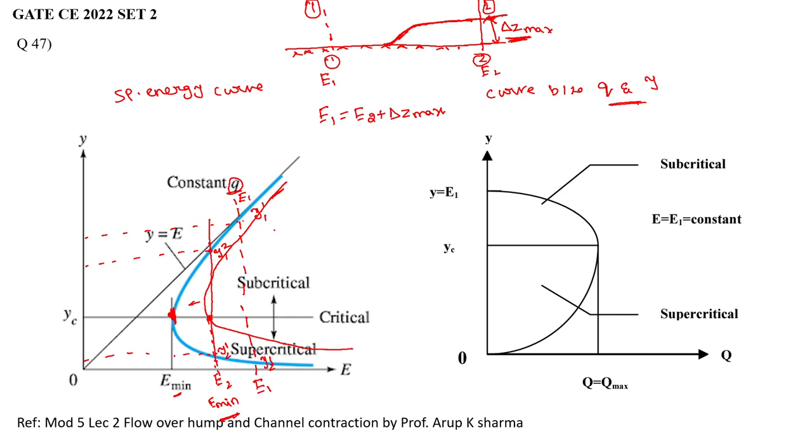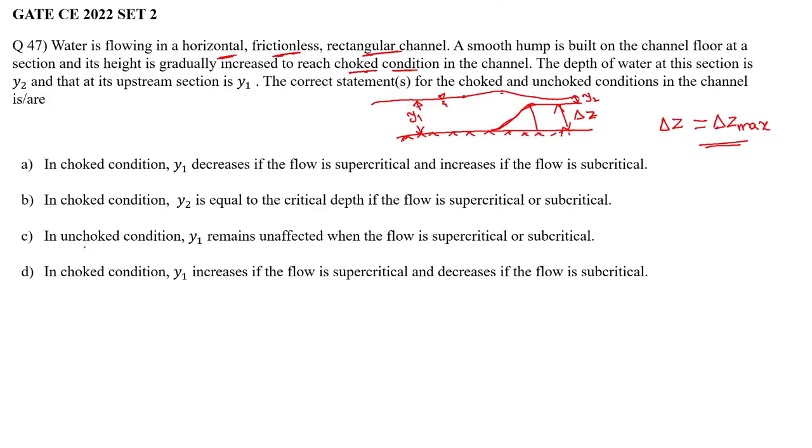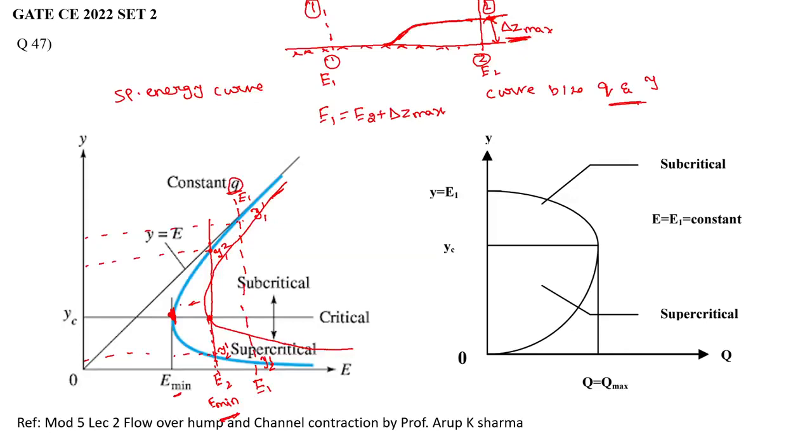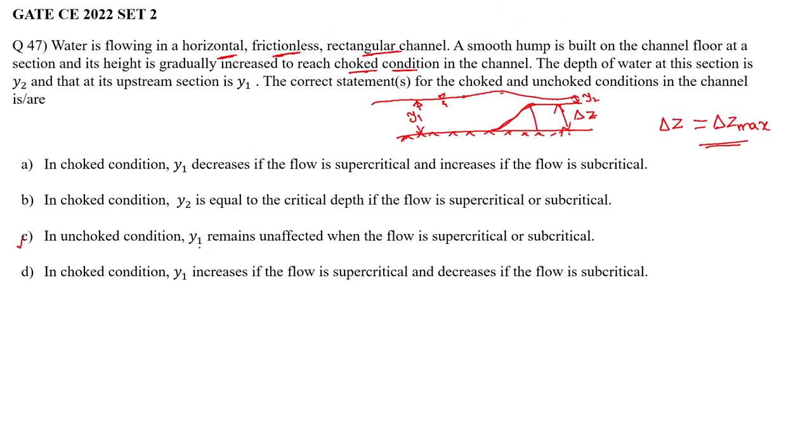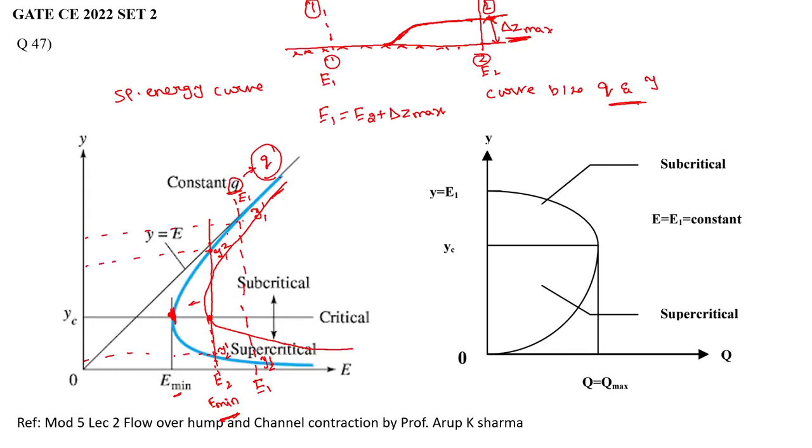Now read the options. Let's look at option C. In unchoked condition, this blue curve will be valid, for the same constant Q. For a choked condition, this Q will become Q dash. In the choked condition, the discharge will change. In unchoked condition, Y1 remains unaffected whether the flow is supercritical or subcritical. Suppose this is Y1.